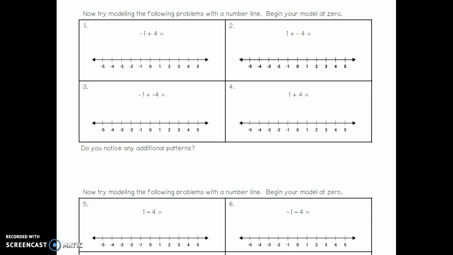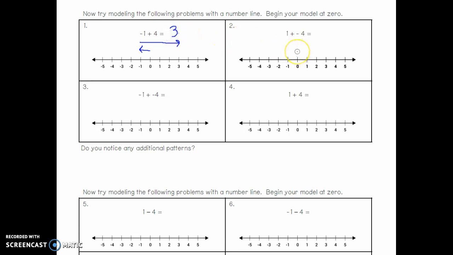Okay, so I've got my blue clicked and it says start at 0. This one says to go to negative 1 first. I did that. Now it says add 4. Adding goes in the opposite direction. So I'm going to add 1, 2, 3, 4. Where did I land? At positive 3.